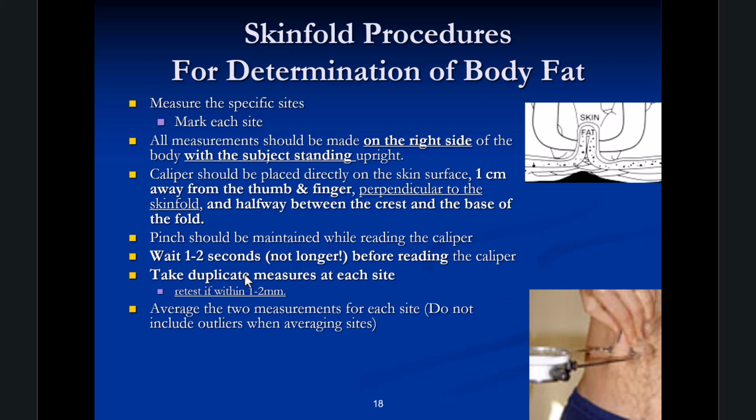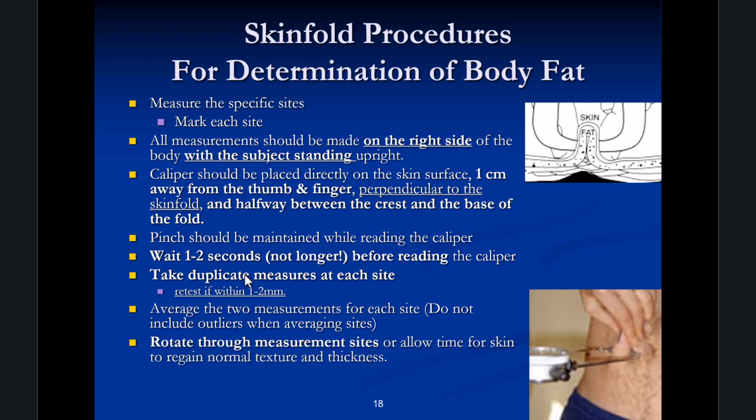and then cycle through again. And again, you're looking for consistency here. If they're not within 2 millimeters, you should do it a third time at least until you're getting consistent measures. Then you take an average of the best 2 at each site. Once we get all of those measures, we generally want to sum them up and get a total. We call it the sum of the skin folds.